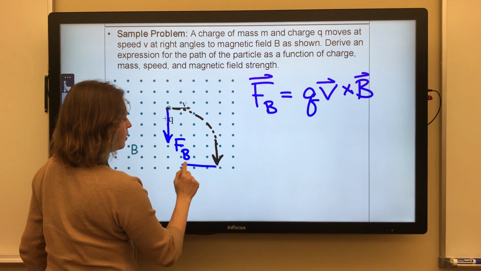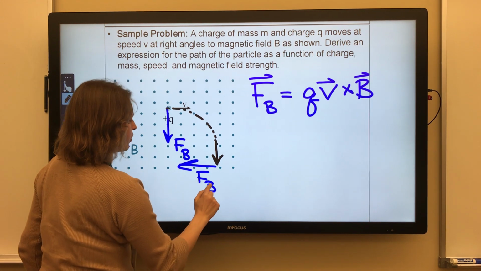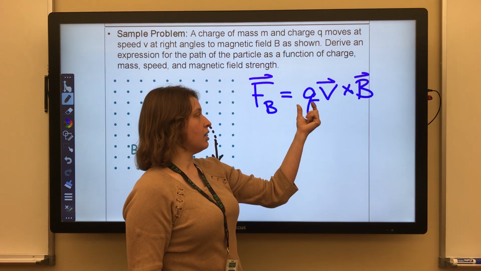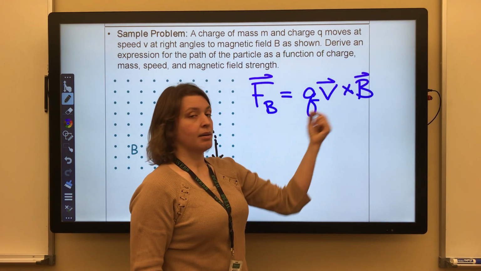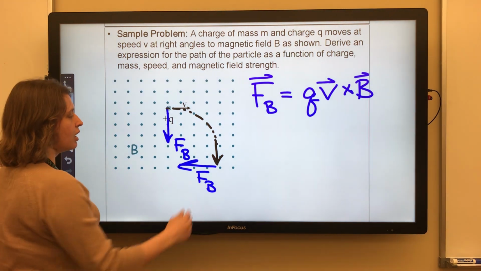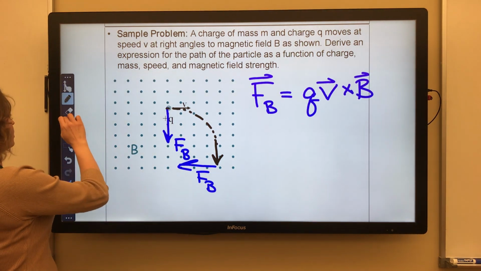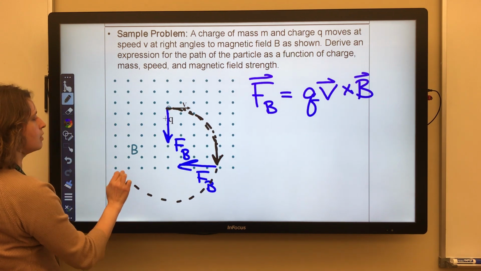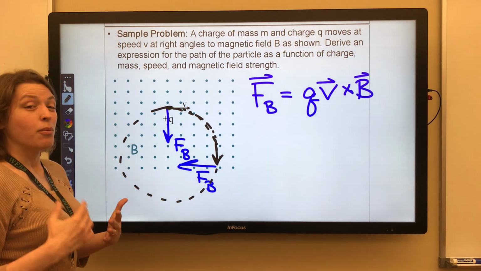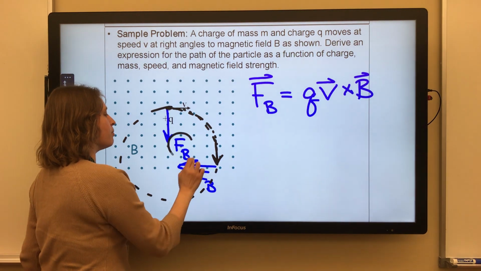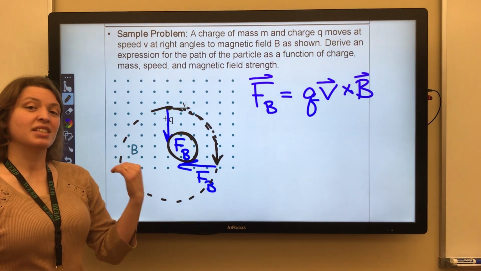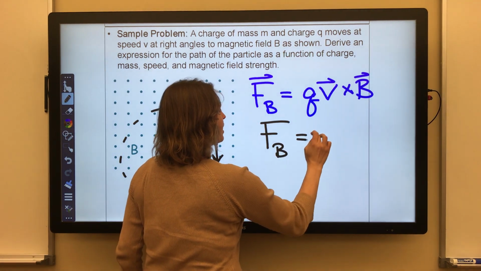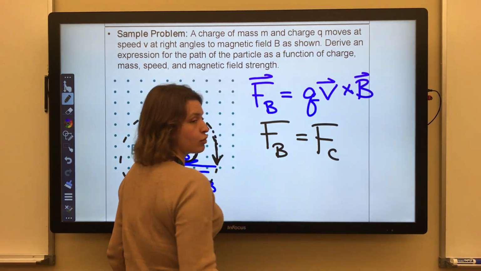Now, it points that way. The magnitude hasn't changed. The magnitude of the force is equal to the charge times the speed times the magnetic field strength. Those are all constants. But what has changed is our direction. And so we're going to have this circular path for our particle. But what we notice is that that Lorentz force, that magnetic force, is the inward centripetal force always. So what we're seeing is that magnetic force is a centripetal force.